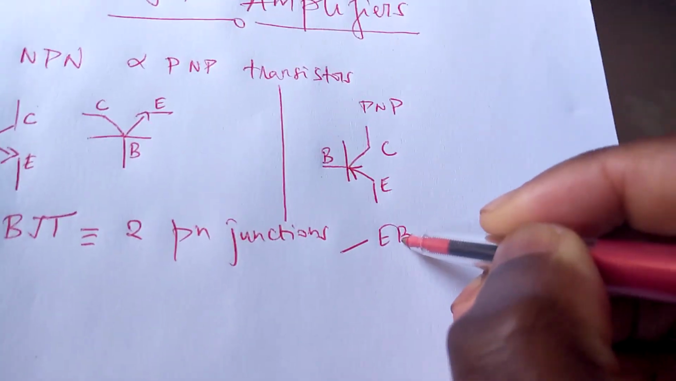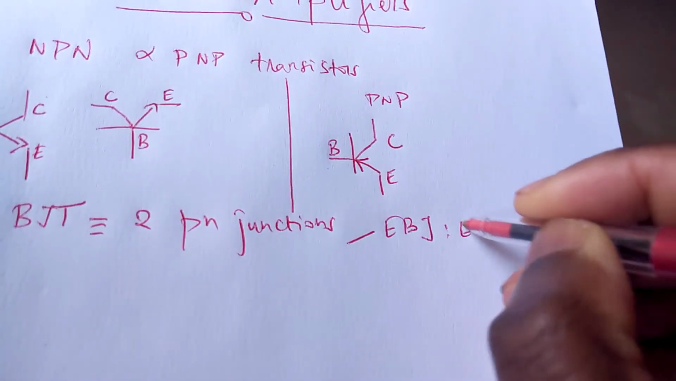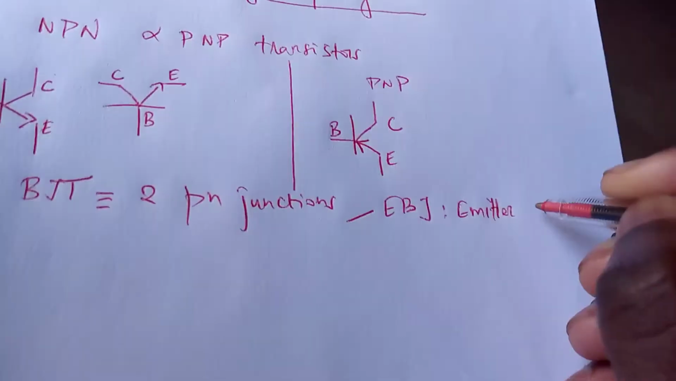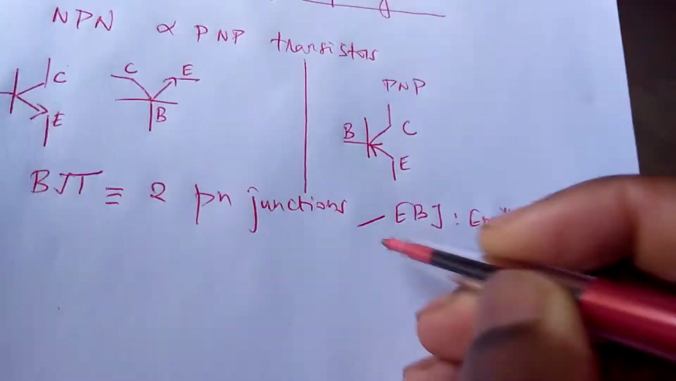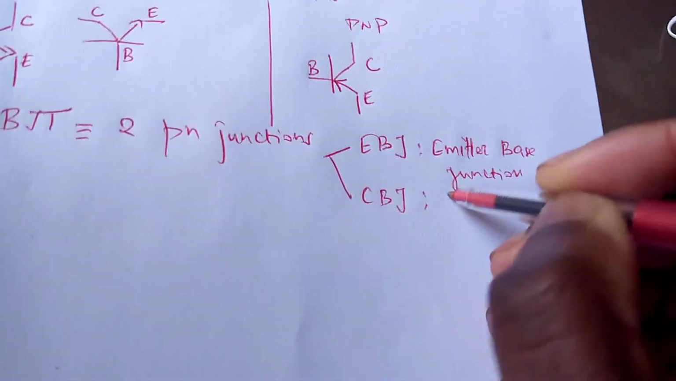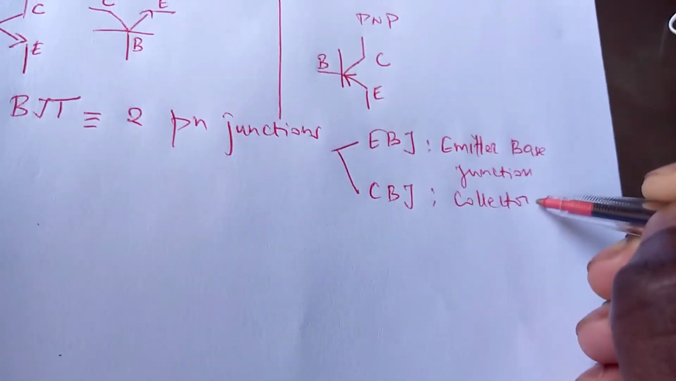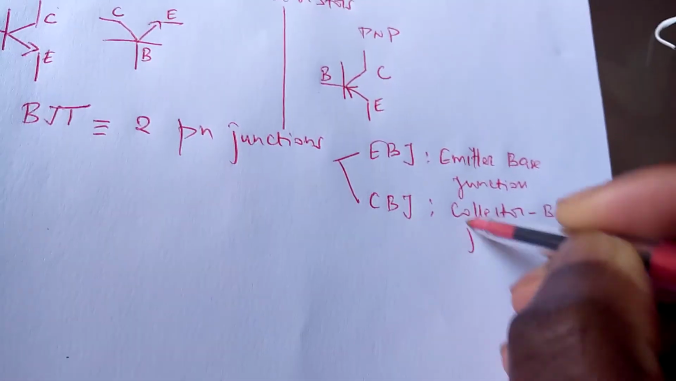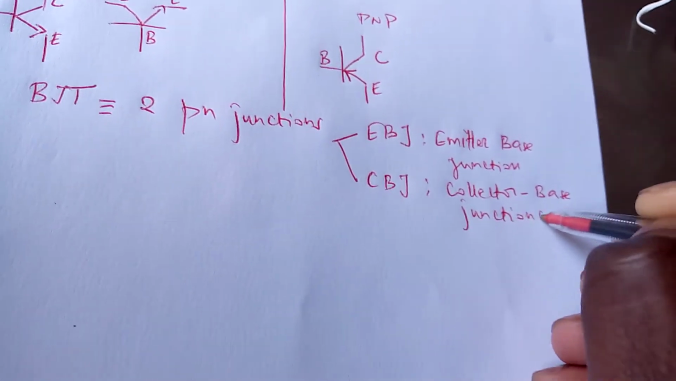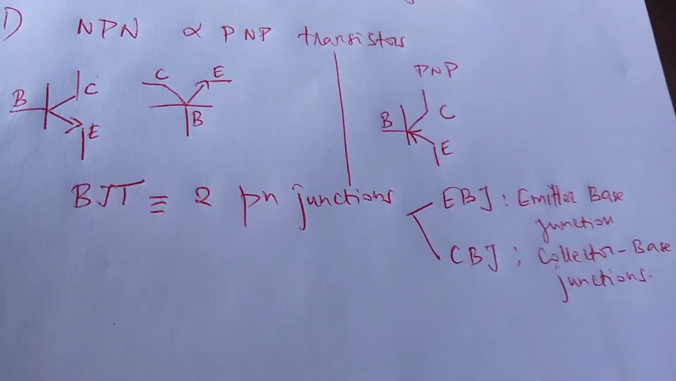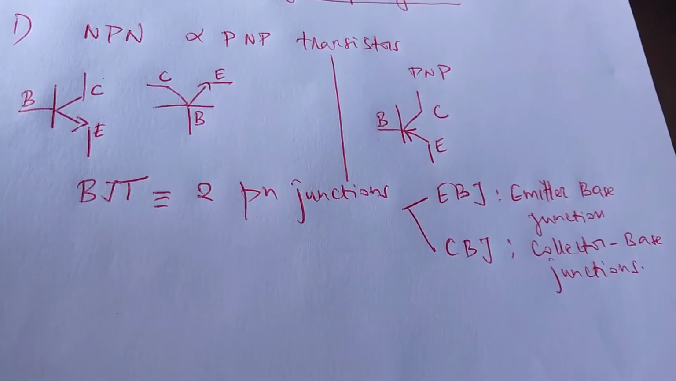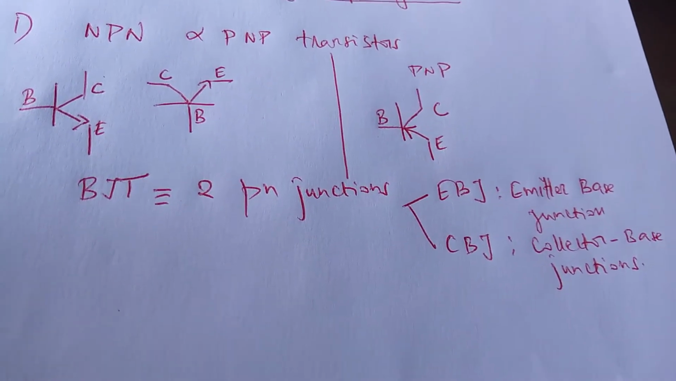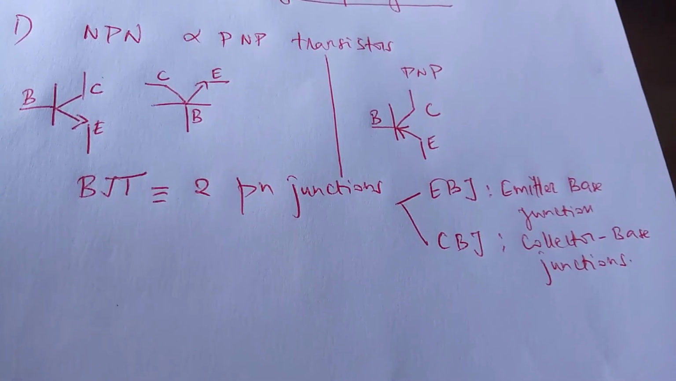The first one is the EBJ, or emitter base junction. We also have the CBJ, or collector base junction. Those are the two junctions that we have in a BJT transistor. Now the two PN junctions put together, depending on how they are put together, form what we call an NPN or a PNP transistor.